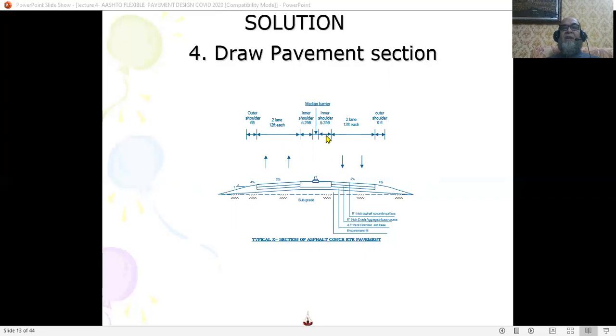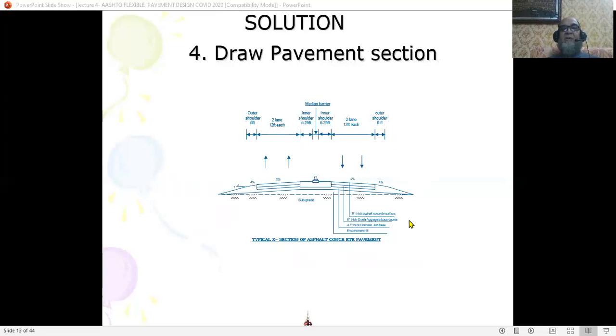We have assumed there are 2 lanes, 12 feet in each, then there is a shoulder of 6 feet, then there is a median, and this reflected image goes on the other side because it's a 4-lane divided highway, 2 lanes here, 2 here, and then there are inner shoulders and outer shoulders.